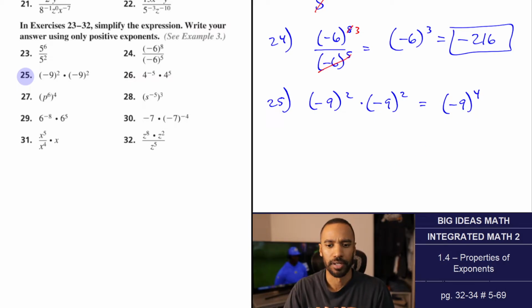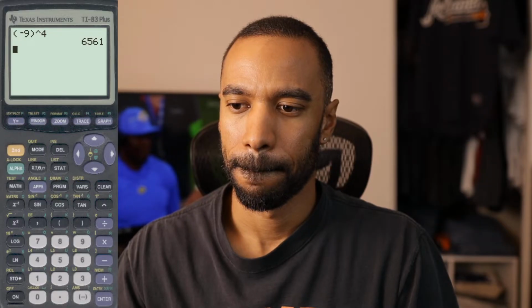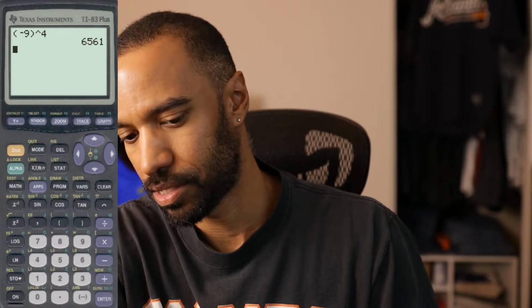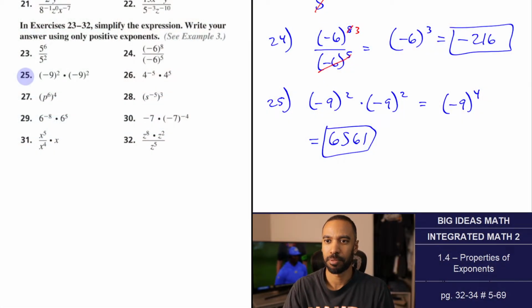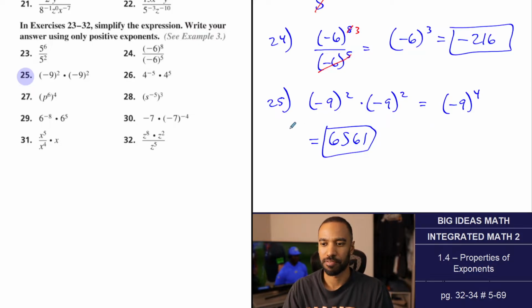So let me show you what calculator I'm going to use, because I get to use it for the first time. Negative 9 to the 4th. I was trying to guess. 6561. I've seen that number before. I just didn't have it in place here. All right, 6,561.